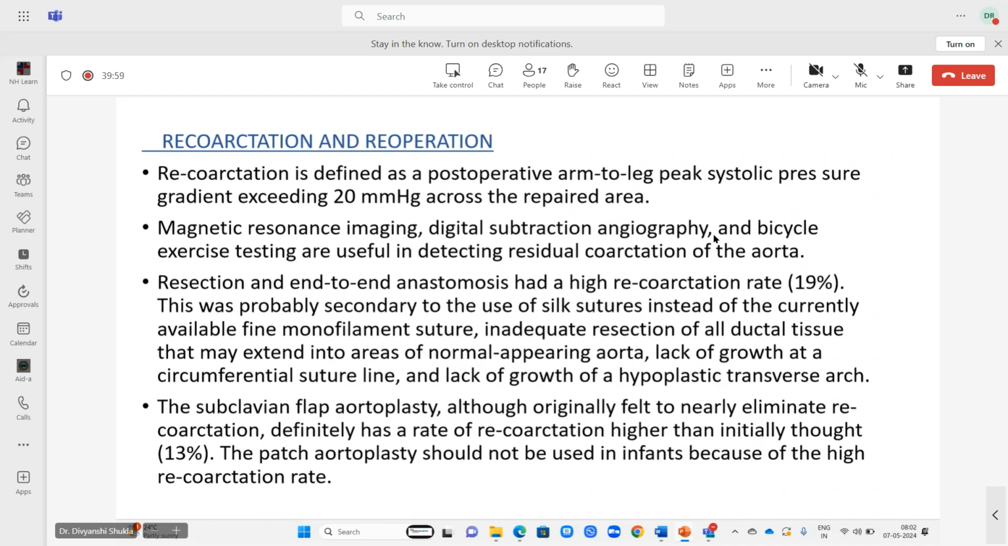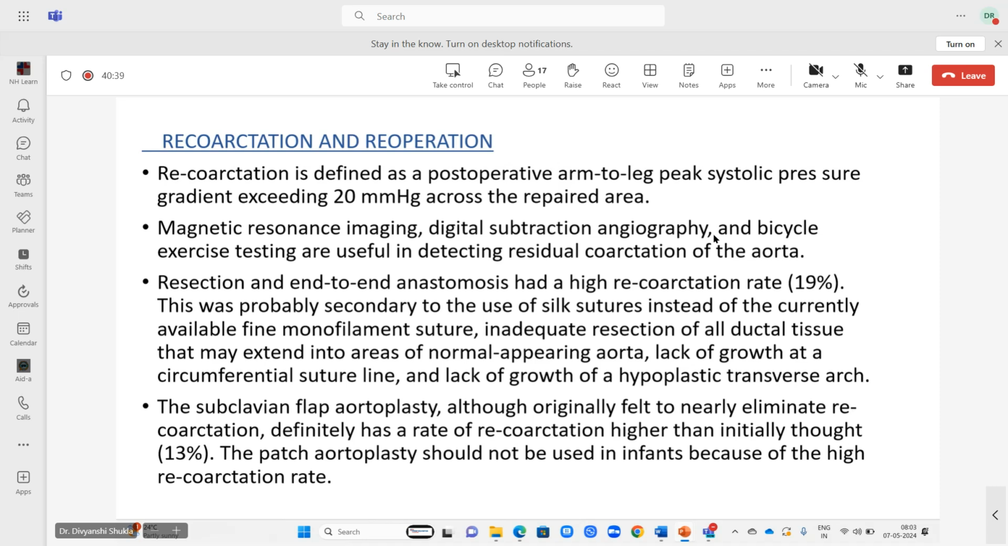Recoarctation and repair. Recoarctation is defined as a postoperative arm-to-leg peak systolic pressure gradient exceeding 20 mmHg across the repaired area. Magnetic resonance imaging, digital subtraction angiography, and bicycle exercise testing are useful in detecting residual coarctation of the aorta. Resection and end-to-end anastomosis had a recoarctation rate. This was probably secondary to the use of silk suture instead of currently available fine monofilament suture. Other causes are inadequate resection of all ductal tissue that may extend into areas of normal appearing aorta, lack of growth at a circumferential suture line, and lack of growth of a hypoplastic transverse arch.